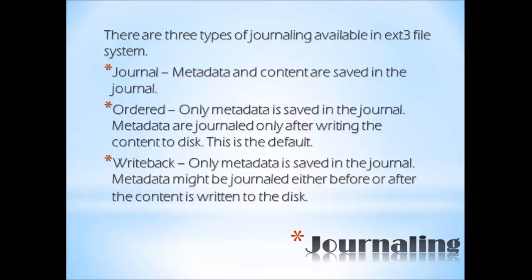There are 3 types of journaling available in the ext3 file system: journal, ordered, and write back. In journal, metadata and content are saved in the journal. In ordered, only metadata is saved in the journal, and the metadata is journaled only after writing the content to disk. This is the default. In write back, only metadata is saved in the journal. Metadata might be journaled either before or after the content is written to the disk.